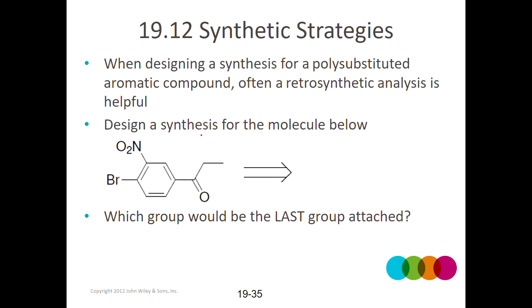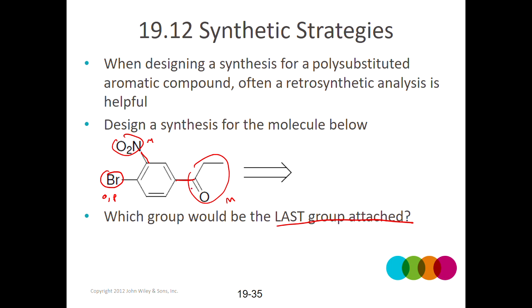So one thing I would want to start by doing here is just to recognize for each group, is it an ortho-para director or is that group a meta director? So since the bromine is an ortho-para director and the other groups are ortho or para to it, I probably want to put that on first. But sometimes it's also helpful to work backwards. Which group should I put on last?